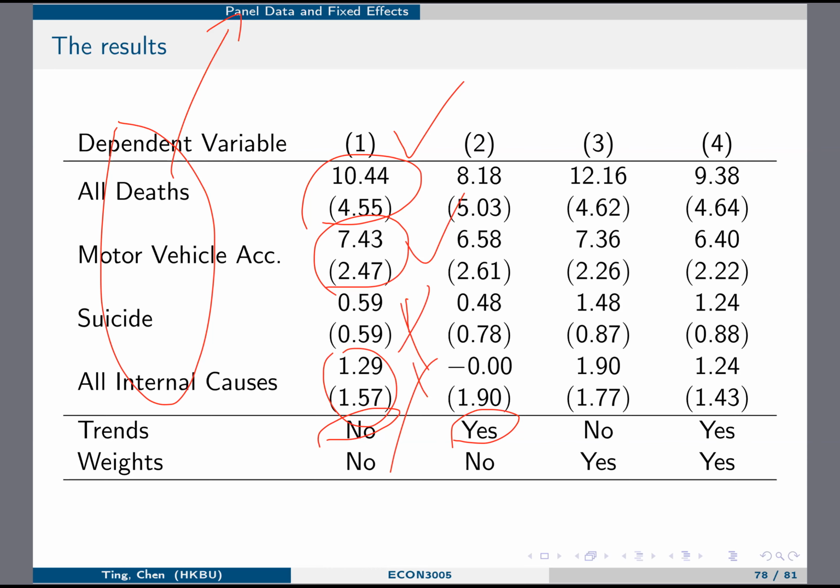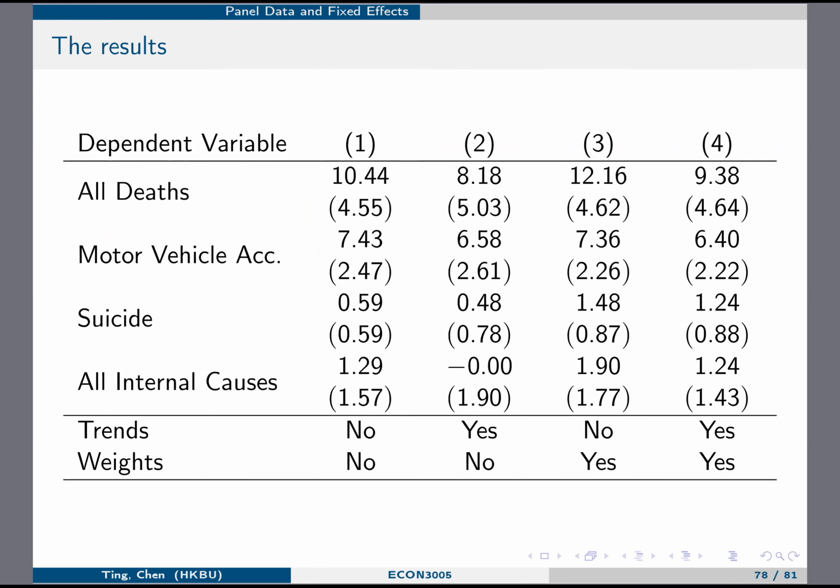How about the second column? If we control for the time trend, after we control the time trend for all the death, A divided by 5 should be smaller than 1.96, so it's no longer significant. But the second one, by motor vehicle accident, is still significant. That's what we expect. Suicide continues to be not significant, as does the internal cause, with no significant result. So this is consistent with what we expect.